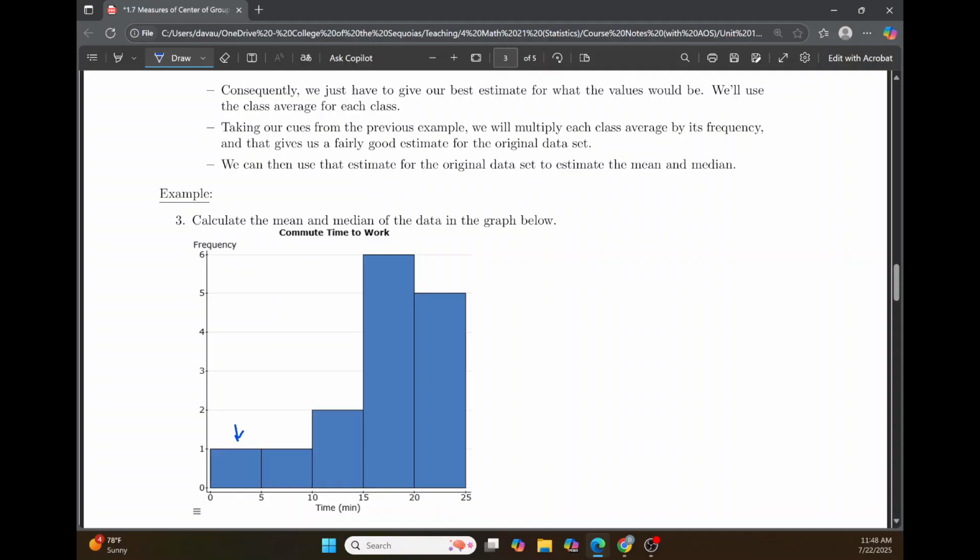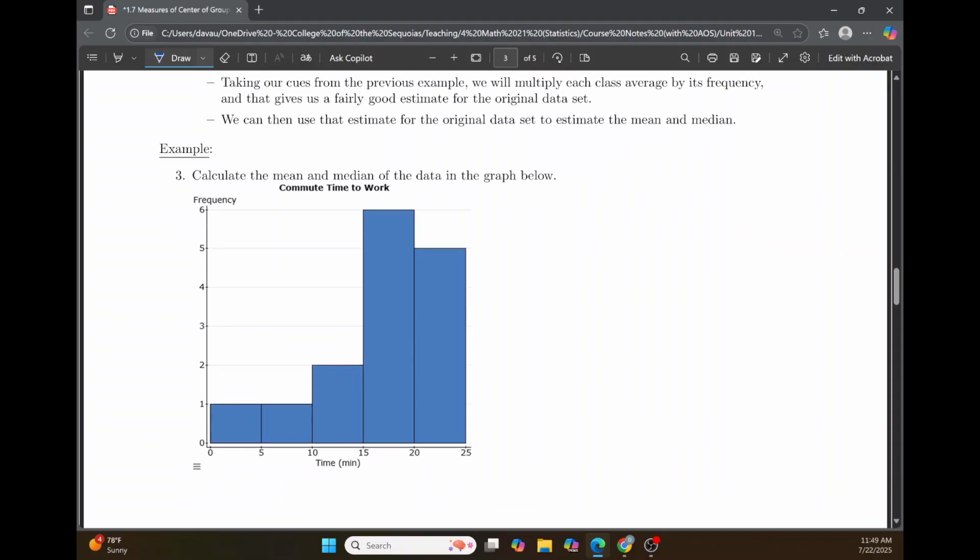Similarly, there were 2 people that had a commute time between 10 and 15 minutes, but we don't know what their actual commute times were. It could have been that they both had an 11-minute commute time, or it could have been that one of them had a 12-minute commute time and the other one had a 14.5-minute commute time. We just don't know. So our best guess in this case is going to be to just use the class average as our best guess.